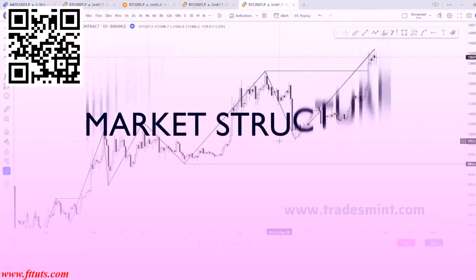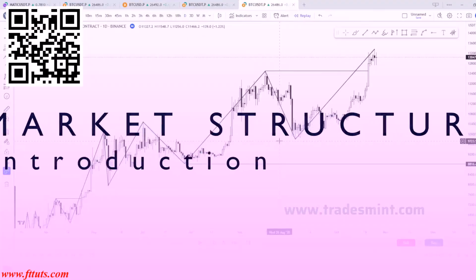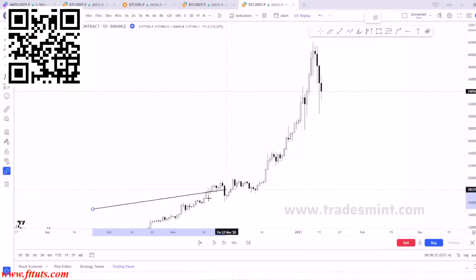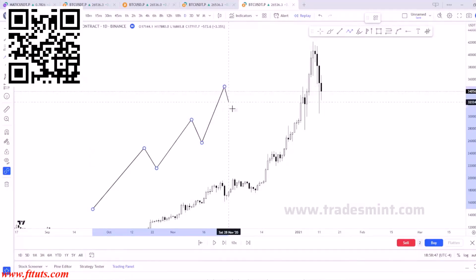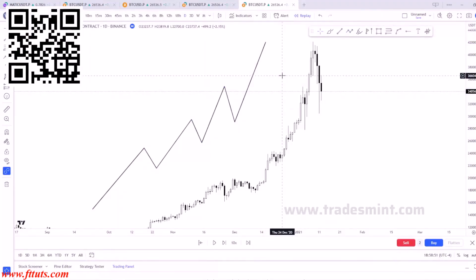All right, guys, today we're going to talk a little bit about market structure and why it's so important. Market structure is the flow of the market. When you have these moves, and I'm just using the daily chart on Bitcoin as an example here, where you can draw price going up, retracements, it looks like it goes higher, it pulls back again, price goes up again, down again, up again, etc. That's what we call market structure.